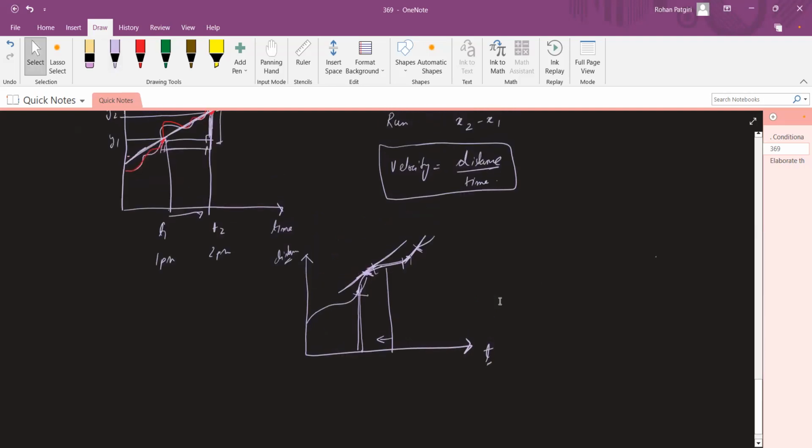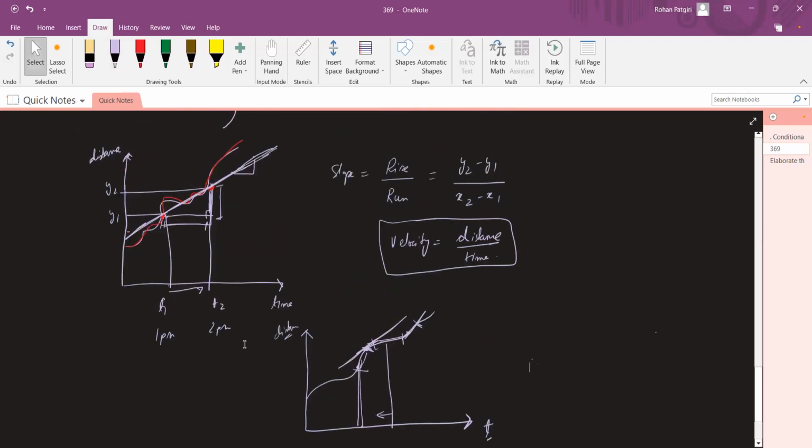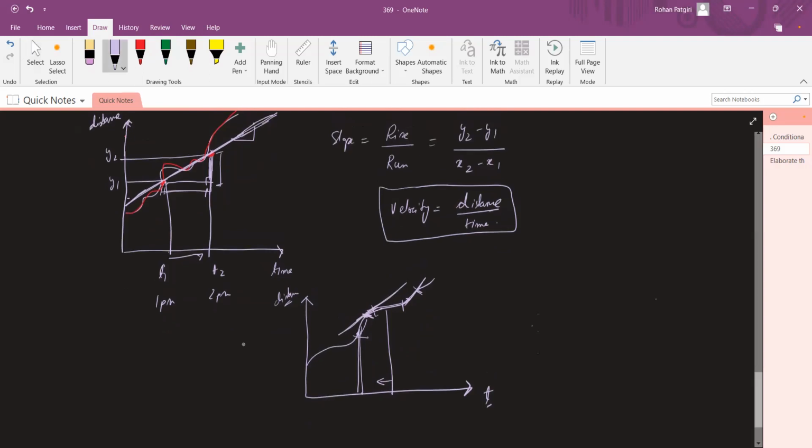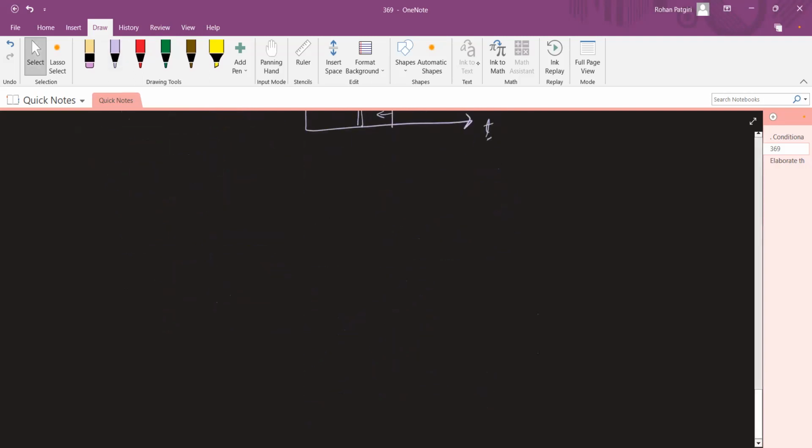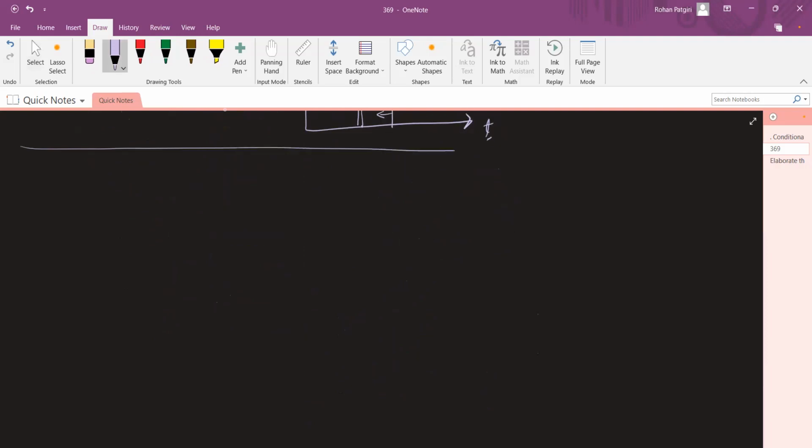So let me show this formula a bit more mathematically. Instead of velocity, okay, let me start fresh again, and I'll show how the formula of differentiation comes out.